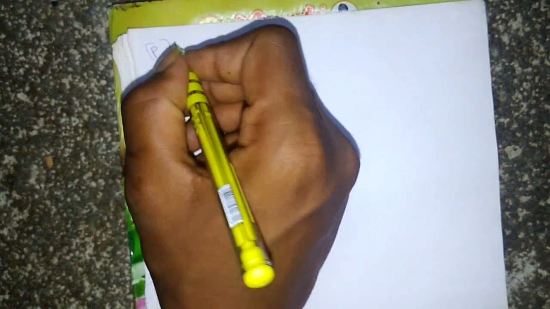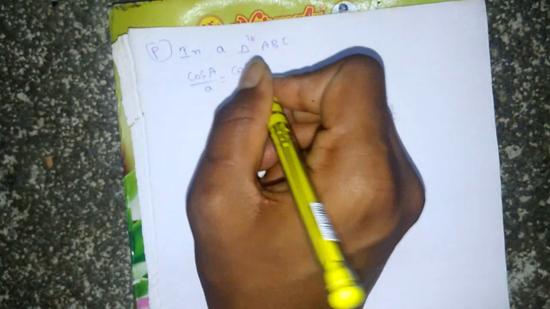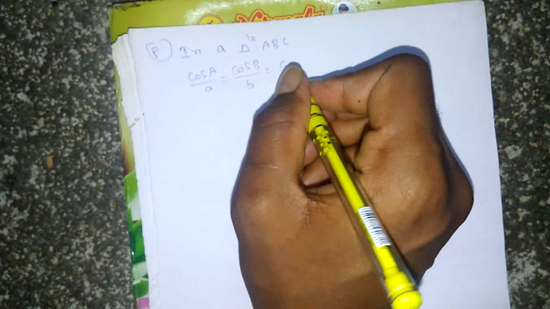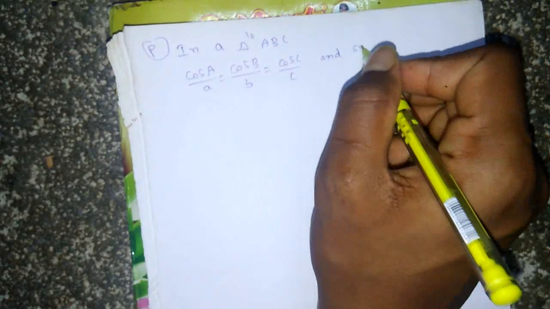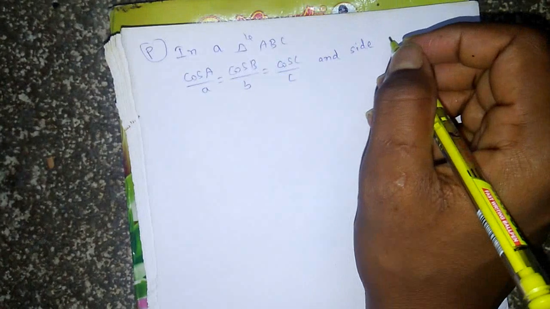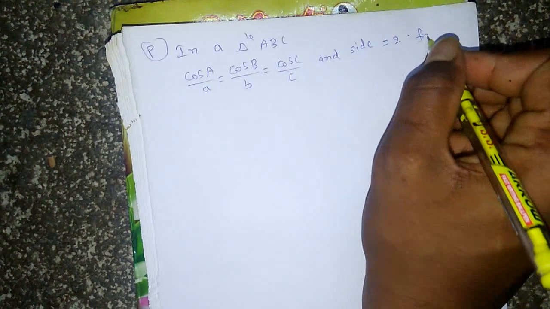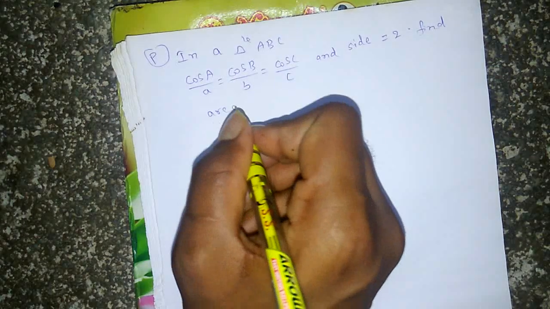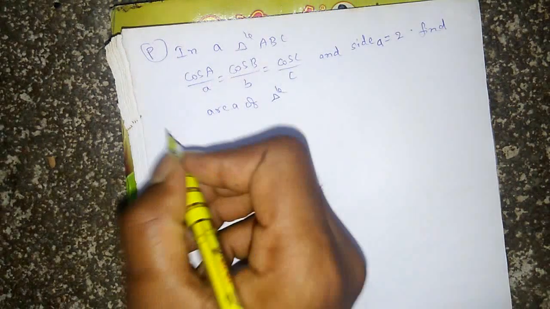Our next problem is, in a triangle ABC, cos A by a is equal to cos B by b is equal to cos C by c, and side a is equal to 2. Then find the area of the triangle.